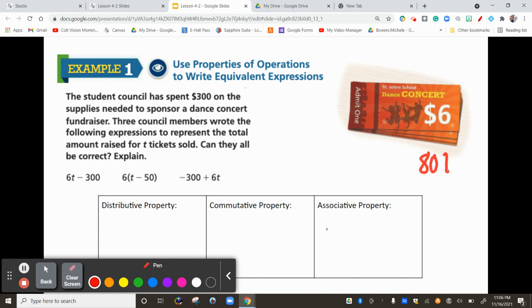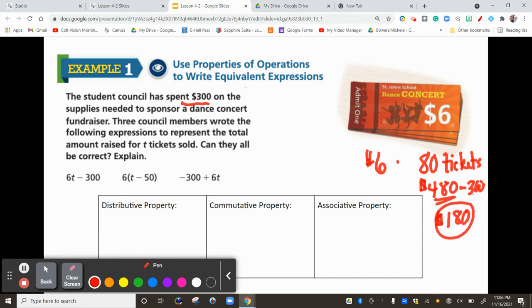So now let's pretend 80 tickets. So let's say they sold 80 tickets for $6 a piece, and that would be $480. Okay, that makes sense. That's the money they earn. Well, they've already spent $300, so they would have to take the money they earned, the $480, and subtract from that $300, and that would be $180.